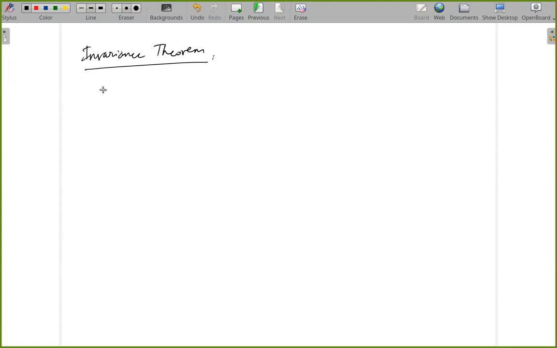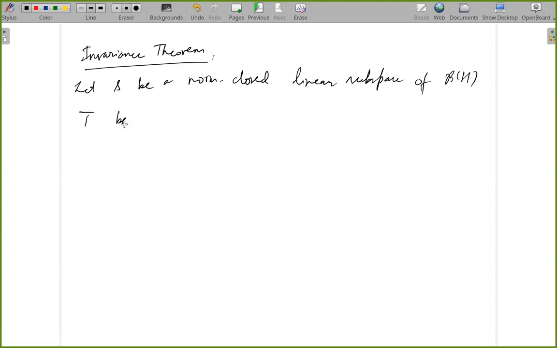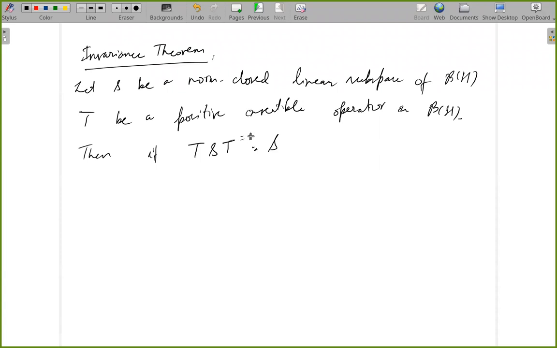Actually, that will be a corollary, but a little bit more general statement than that. So let S be a norm-closed linear subspace of B(H), and T be a positive invertible operator. So here I need both positive and invertible. So T be a positive invertible operator in B(H). Then if TST inverse is equal to S as sets, meaning S is invariant under this conjugation, so S is just similar to itself under this T.